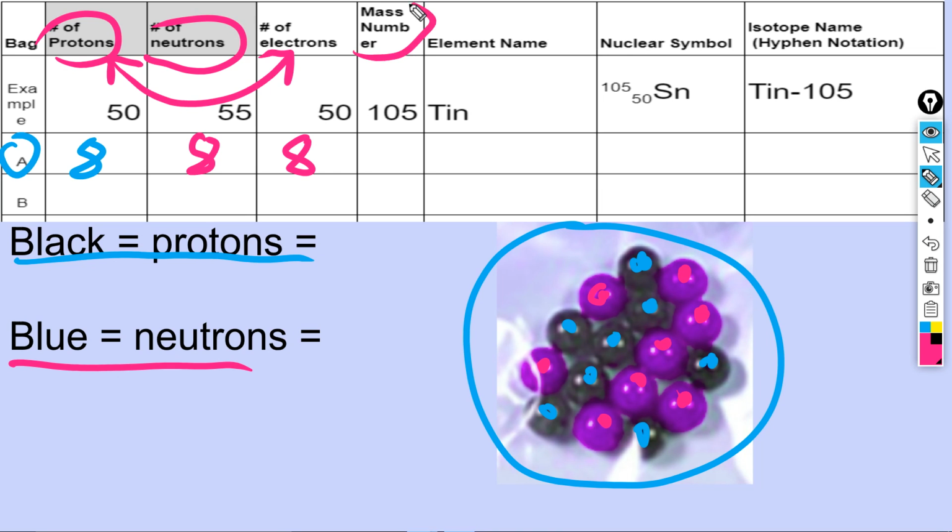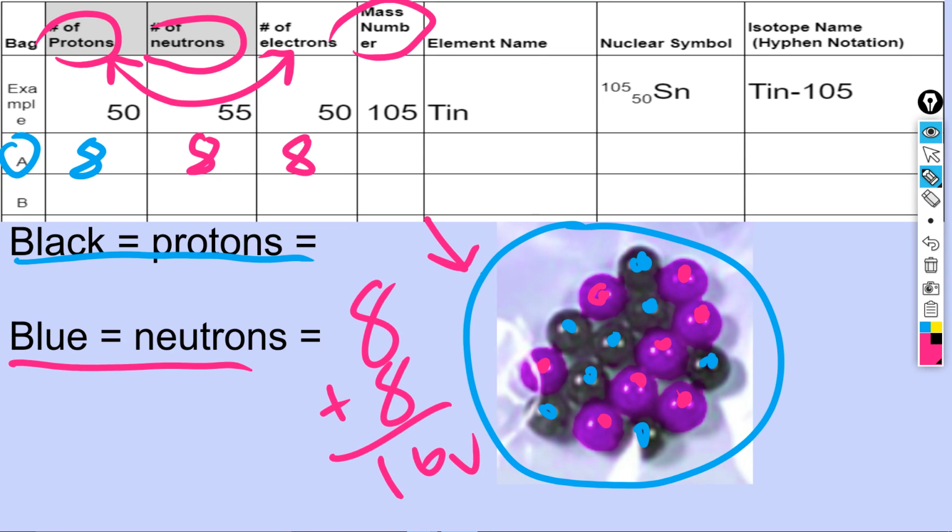Now we need to know the mass of this particular nucleus. 8 protons plus 8 neutrons is 16. So our mass is 16 u, or 16 AMU. Look up the element name. Element number 8 on the periodic table is oxygen.